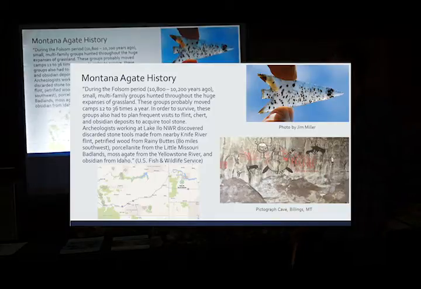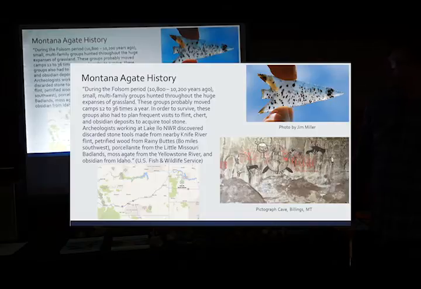So it says, during the Folsom period, small multifamily groups hunted throughout the huge expanses of grassland. These groups probably moved camps 12 to 36 times a year. In order to survive, these groups had plans for frequent visits to flint, chert, and obsidian deposits to acquire stone for tools. Archaeologists working at the Lake Ilo National Wildlife Refuge discovered discarded stone tools made from the nearby Knife River flint, petrified wood from Rainy Buttes, porcelainite from the Little Missouri Badlands, moss agate from the Yellowstone River, and also obsidian, which came from Idaho.